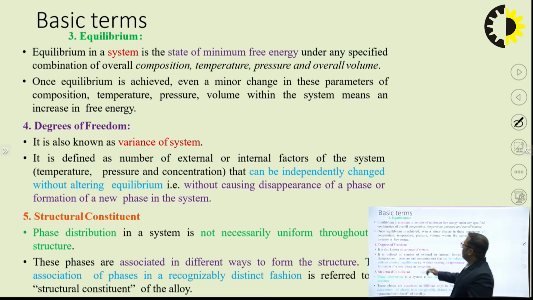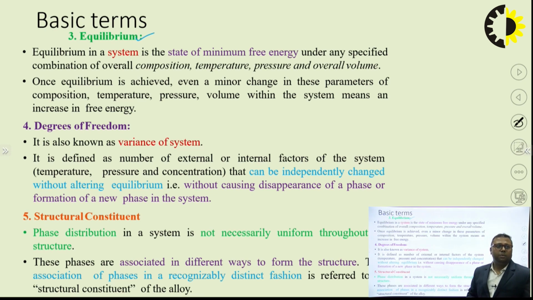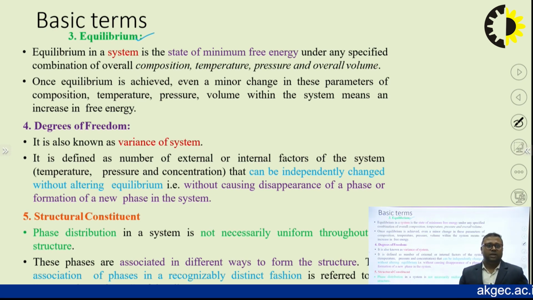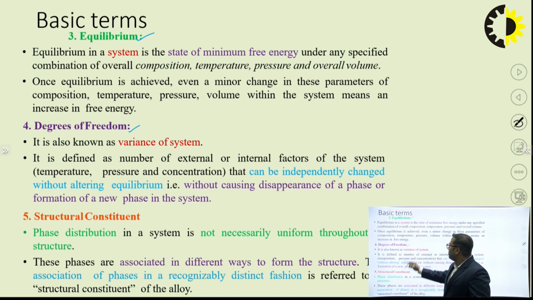Studying further, we will study the equilibrium of the system. Equilibrium of the system is the minimum free energy under any specified combination of overall composition, temperature and pressure. Once equilibrium is achieved, even a minor change in the parameters of composition, temperature and pressure increases the free energy of that system. So the next topic is the degree of freedom.